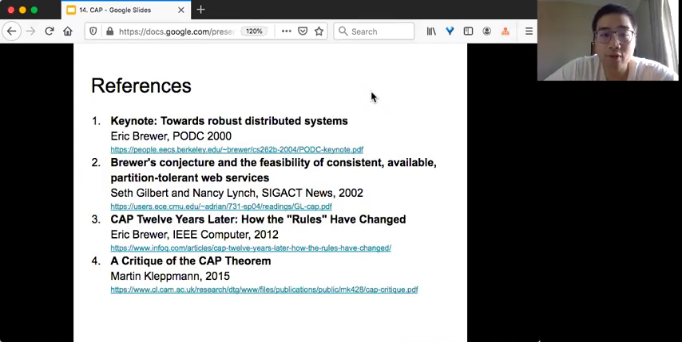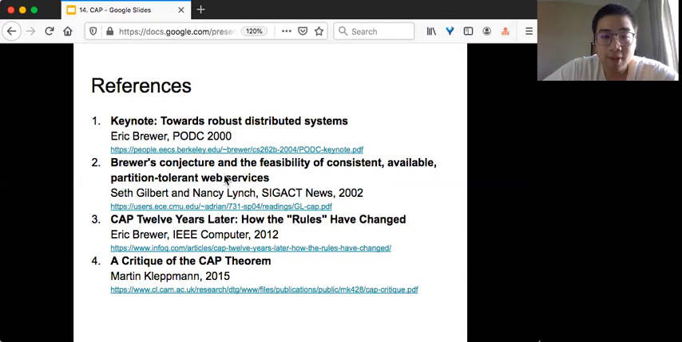There are tons of references, and the concept of CAP was first proposed by Brewer in PODC, in a keynote speech. Then two years later, Seth and Nancy formalized Brewer's conjecture and proved it. So at this time, it became the CAP theorem.